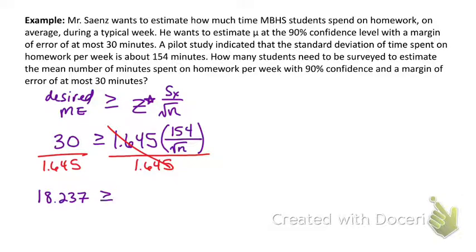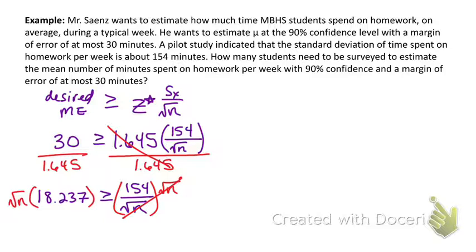$18.237 is greater than or equal to 154 over the square root of the sample size. Again, at this point, you should not square both sides because the square root is only on the bottom of the fraction, not the whole fraction. So what should we do though? Multiply by the square root of n. Yeah, we're going to multiply both sides by the square root of n.